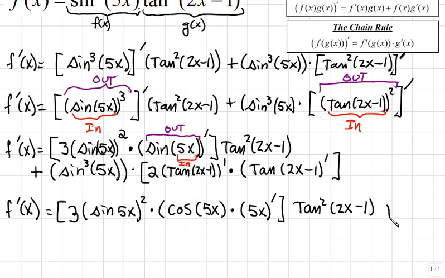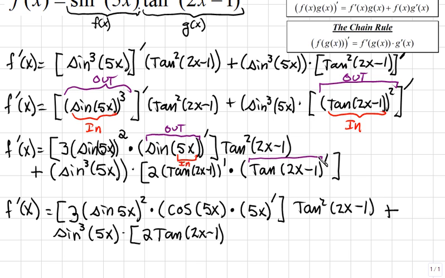From the product rule, we'll write plus, and our second line will become sine cubed of 5x times, we had 2 times tangent 2x minus 1 to the first, we'll write as tangent of 2x minus 1, but now we need to find the derivative of tangent of 2x minus 1 using the chain rule. The outer function will be tangent, the trig function, and the inner function will be what we're finding the tangent of, which is 2x minus 1.